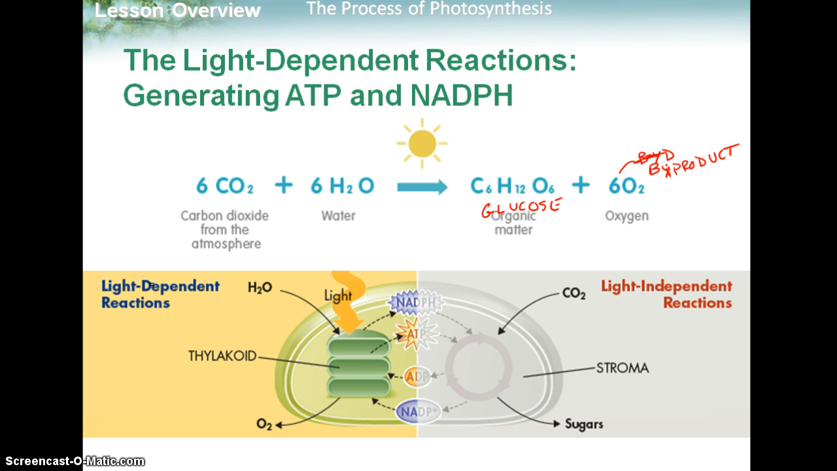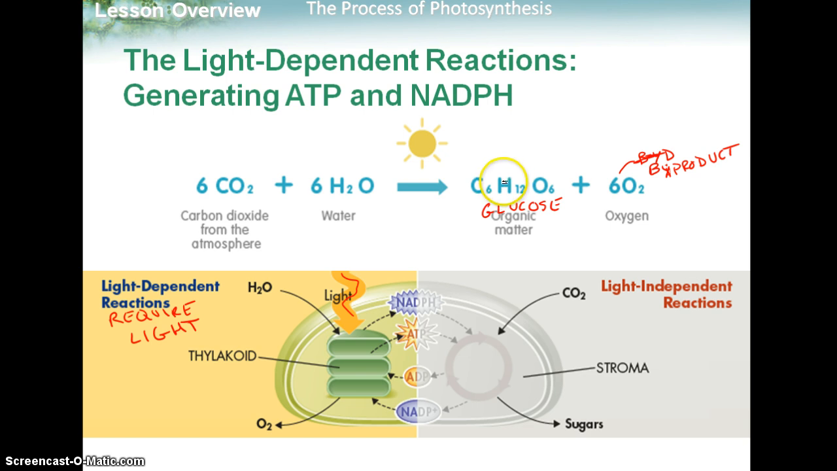We also discussed that photosynthesis is split into these two different sets of reactions. The light-dependent reactions take place within the thylakoid, and the light-independent reactions take place in the stroma. So today's topic is the light-dependent reactions. They are called the light-dependent reactions because these reactions require light. We can see the light coming down here into the thylakoid.